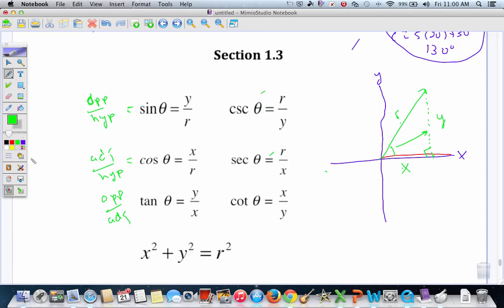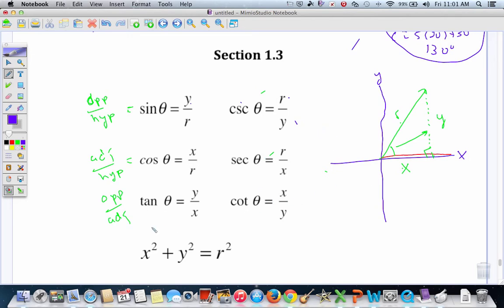Mention these reciprocal functions. Cosecant is reciprocal of sine, so sine is y over r, cosecant is r over y. Cosine is reciprocal of secant, cosine is x over r, so secant is r over x. And tangent is reciprocal of cotangent, tangent is y over x, so cotangent is x over y. Three new functions you probably haven't seen before.